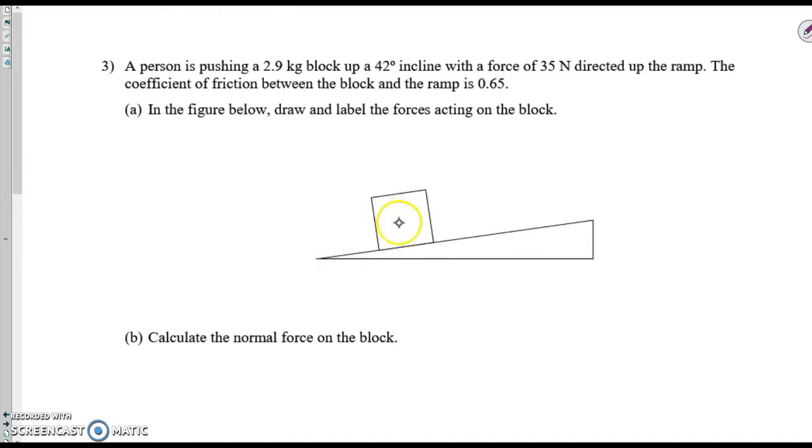Here's the next problem. Like always, we have gravity pulling down. Here's mg. And we have friction, kinetic friction. We know that because they said there's a coefficient, there's some roughness. And then there's the normal force, Fn. And it looks right now like the block can't possibly be going up. Why is it moving up? Because there is a person pushing with 35 newtons directed up along the ramp.